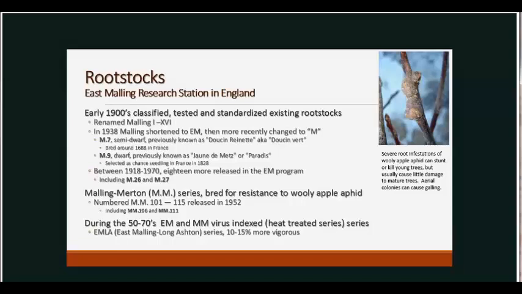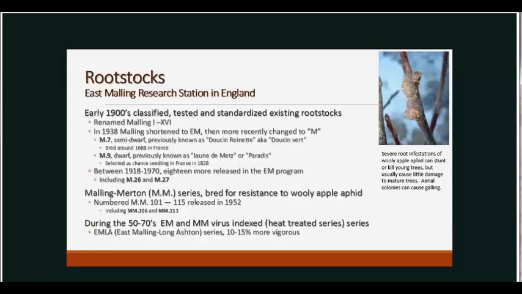It was known by several other names, but when Malling named it, it became Selection Malling 7, which we shortened to M7. The dwarf selection M9 was a chance seedling from the early 1800s. Again, it was known by several other names, and still today it is one of the most well-used dwarfing rootstocks. The M26 is still very, very common.